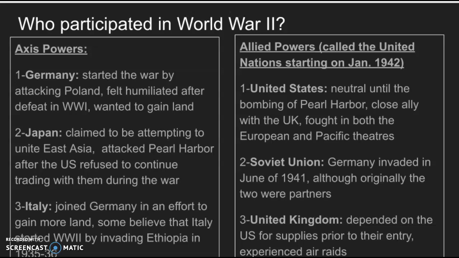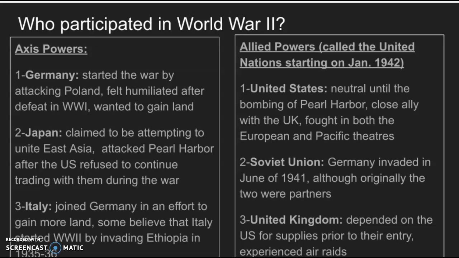We were among the Allied powers, which in January of 1942 became the United Nations, which the U.S. is still a part of. So the U.S. was neutral until the bombing of Pearl Harbor, was a close ally with the UK, and fought in both the European and Pacific theaters.